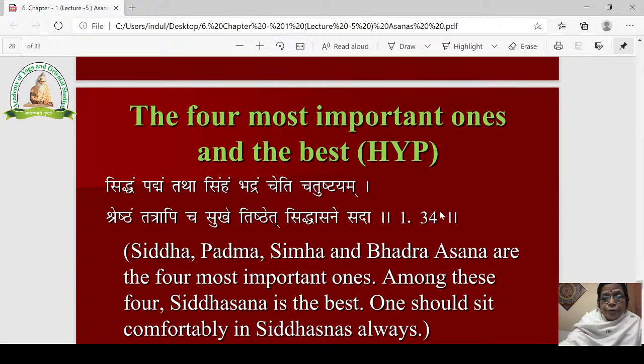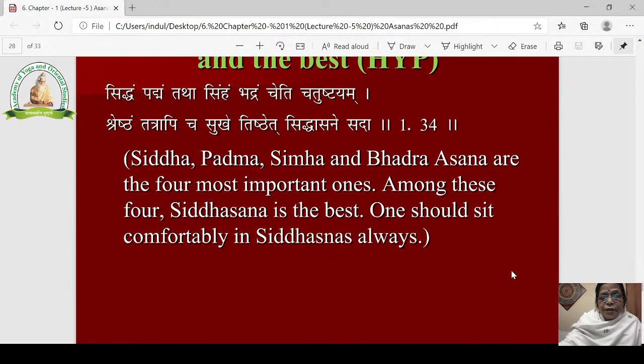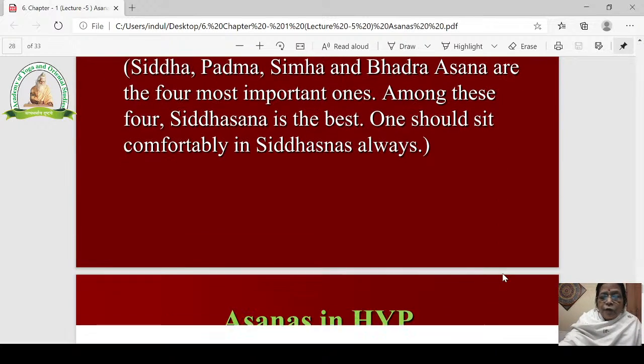And what are the 4 most important asanas according to Hatha Yoga Pradipika? Siddhang, Padmang, Tatha Singhang, Bhadrang, Cheti Chatushtayam. Sreshtang Tatrapi Cha Sukhe Tishtet Siddhasana Sada. Siddhasana, Padmasana, Simhasana and Bhadrasana are the 4 most important among the 84 asanas enumerated by Lord Shiva. And among these 4, Siddhasana is the best. So according to Swatmarama Swami, Siddhasana is the best asana among all the asanas.